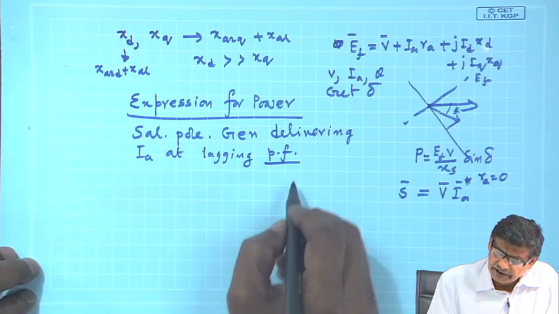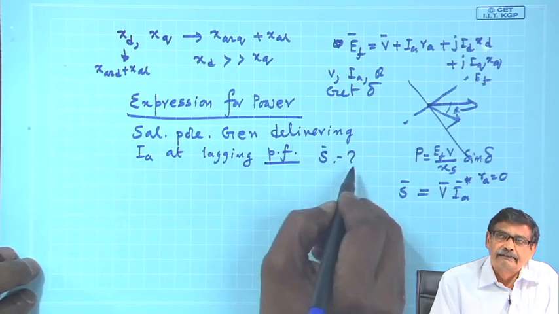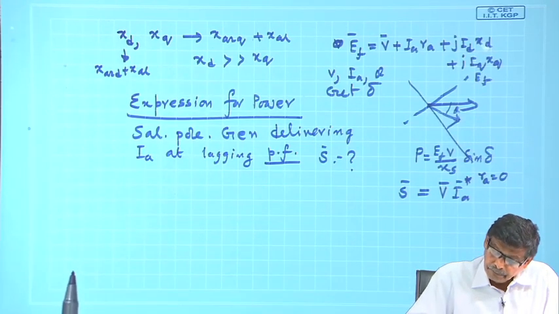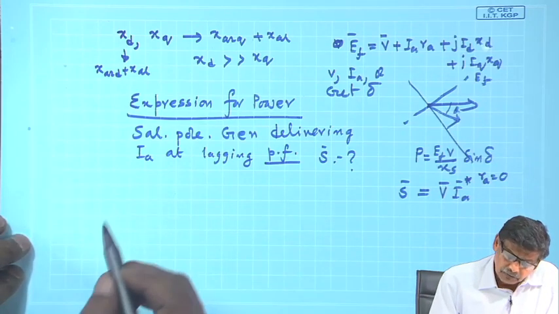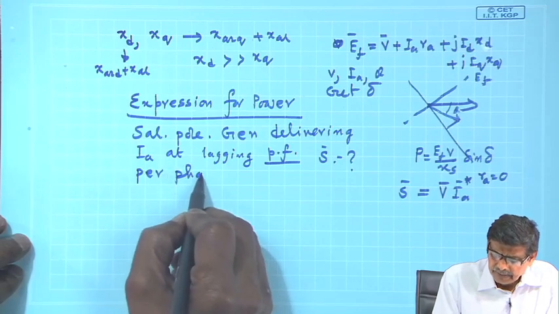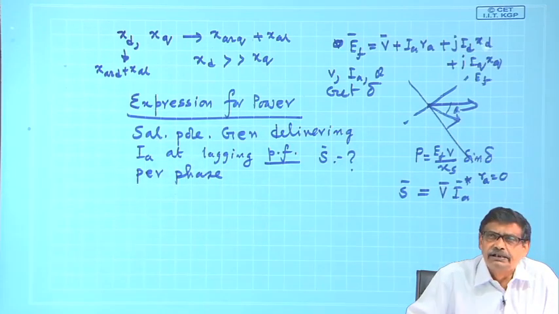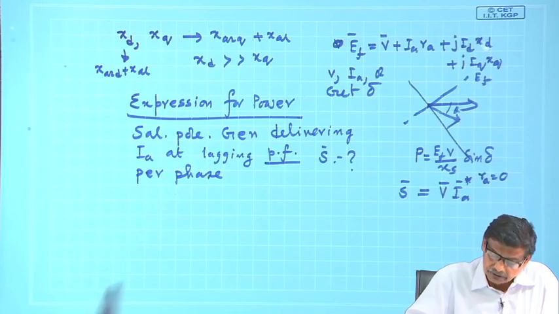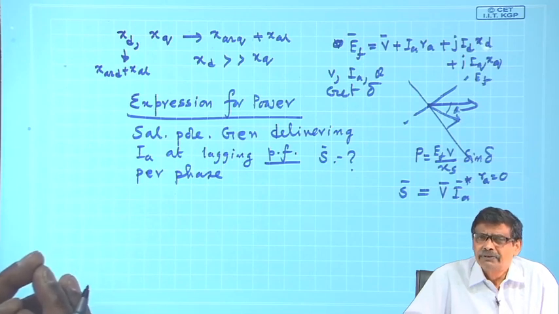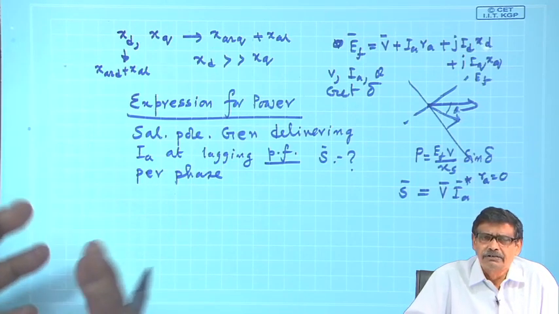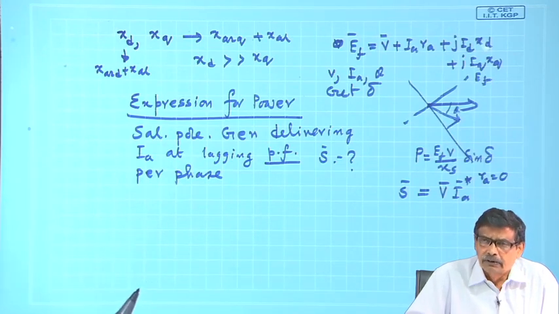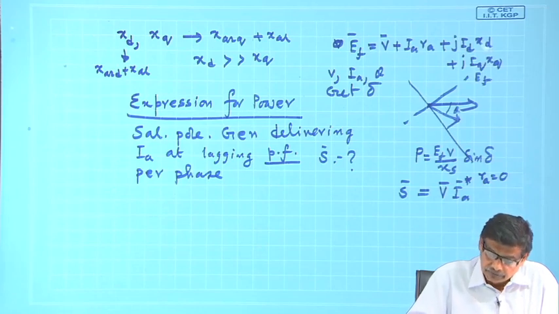What is the expression of S? Both real and reactive power can be found out. We will first find out the per phase power, then at the end we will multiply by 3 to get the total power expression or torque. Because the moment you get the power expression, you can easily find out torque, because speed is constant. So, in a synchronous machine, the torque is also derived in one stroke.